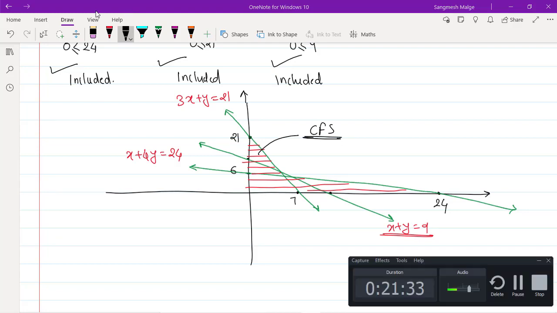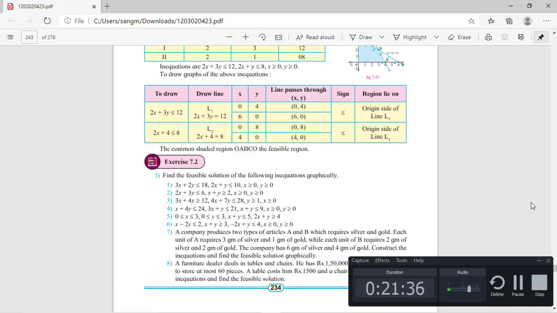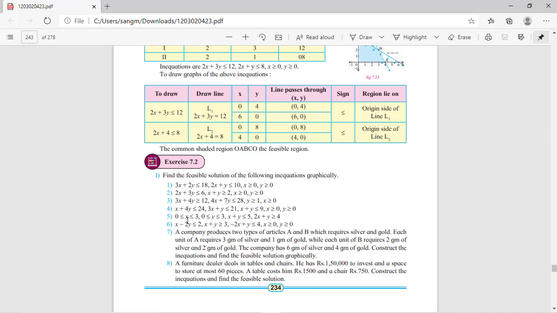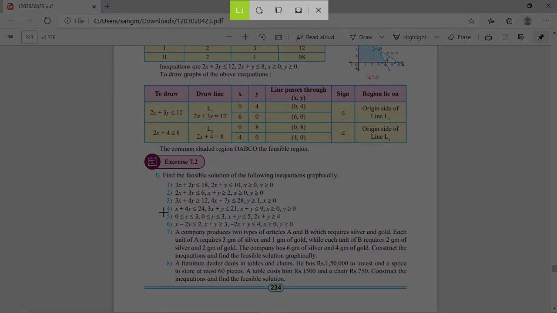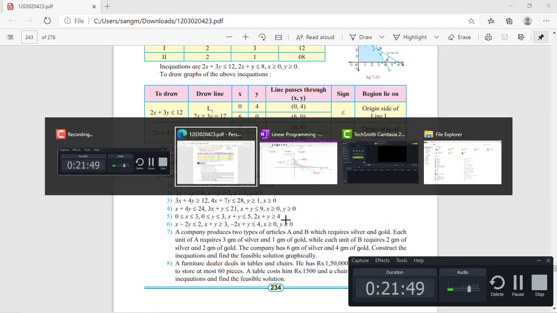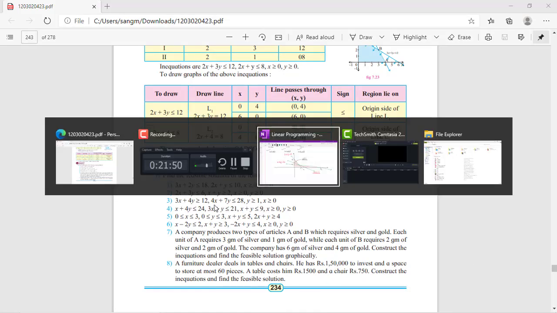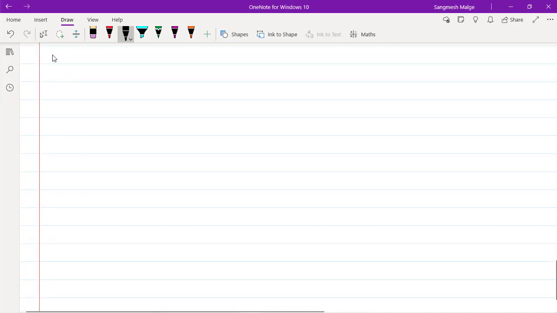Now let's see the next question. So the next question says 0 less than or equals to x less than or equals to 3. Good question. So let me have the space. Let's zoom it.